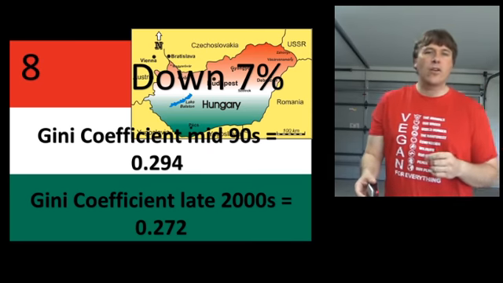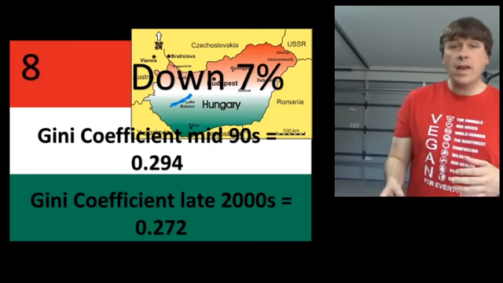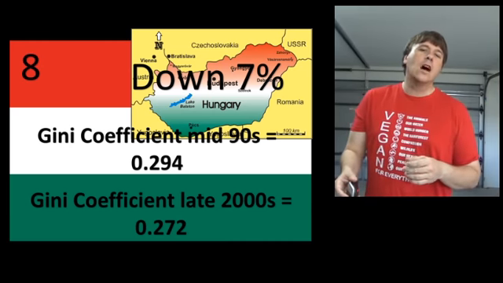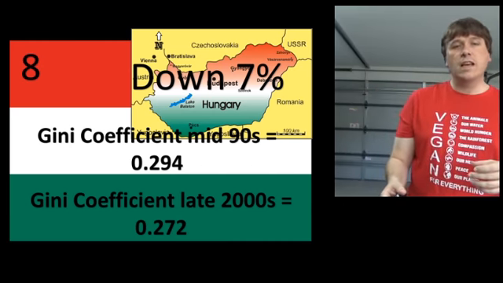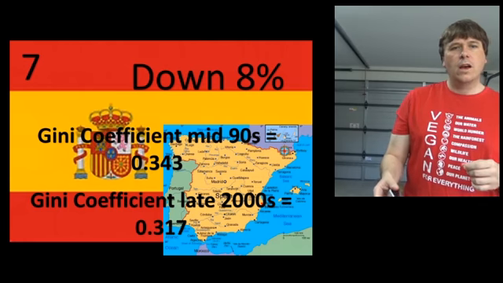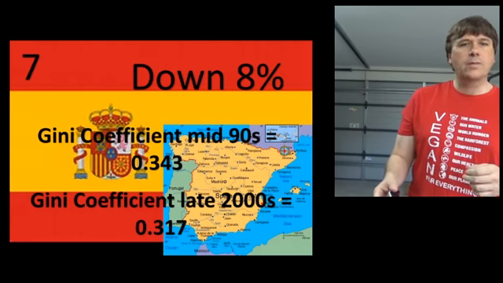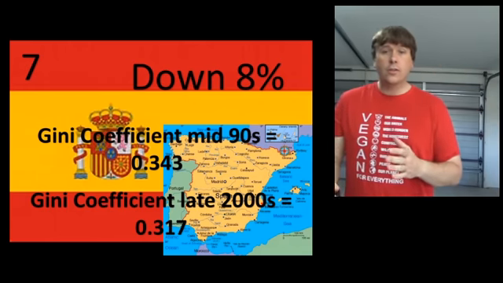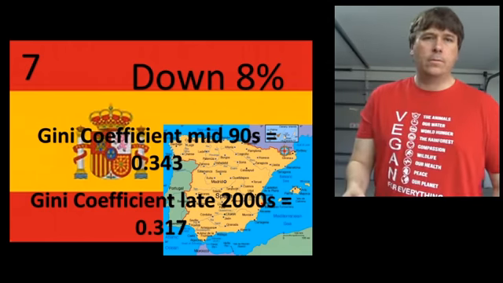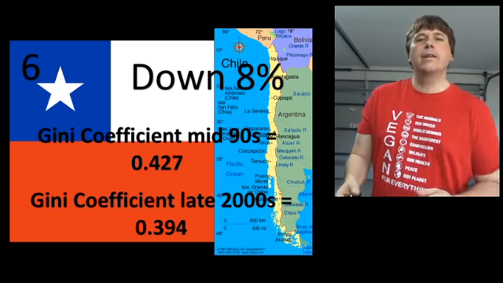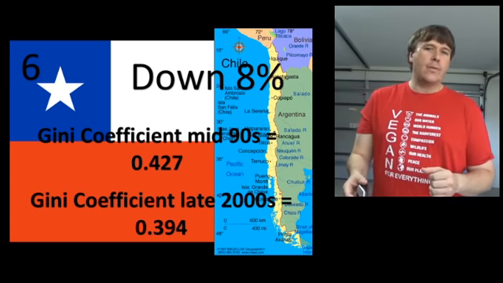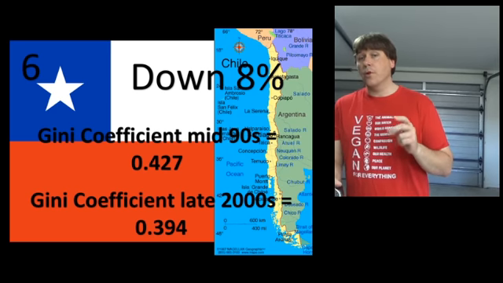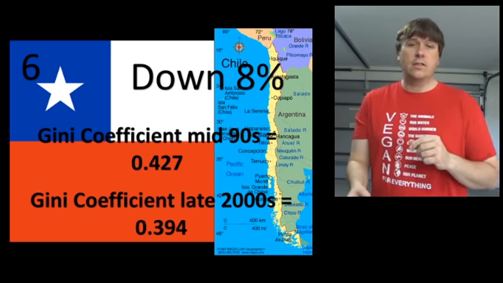At number 8 we have Hungary. A bit of a jump here, 7%, going from 0.294 in the mid-90s down to 0.227 in the late 2000s. At number 7 we have Spain. This is down by 8%, from 0.344 to 0.317. At number 6 we have Chile. That is down by 8%, from 0.427 down to 0.394 in the late 2000s.